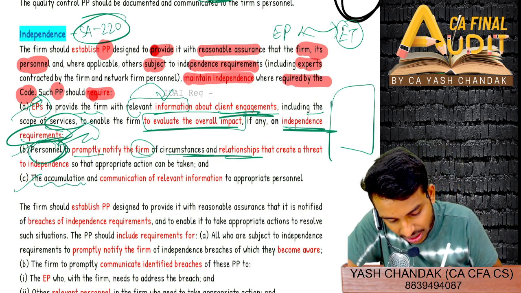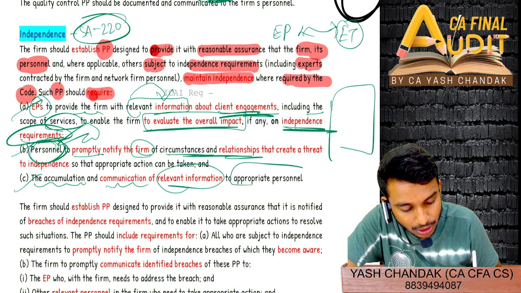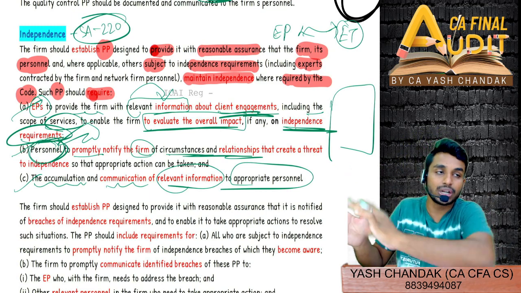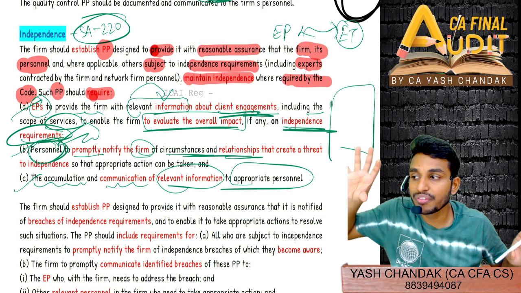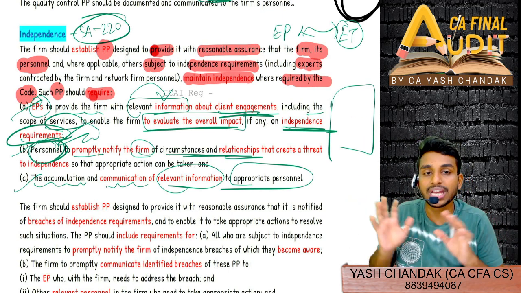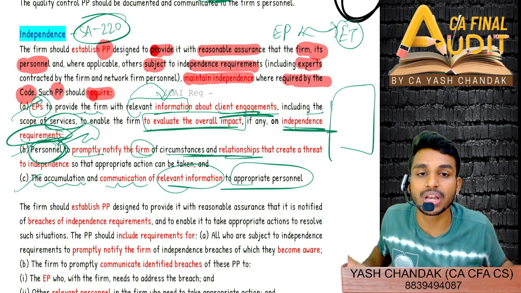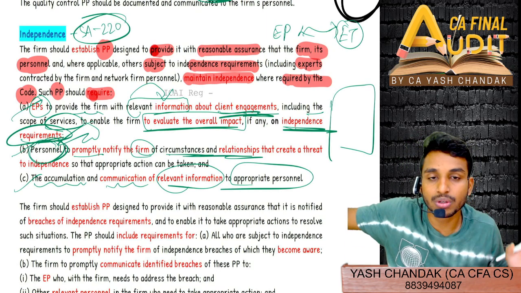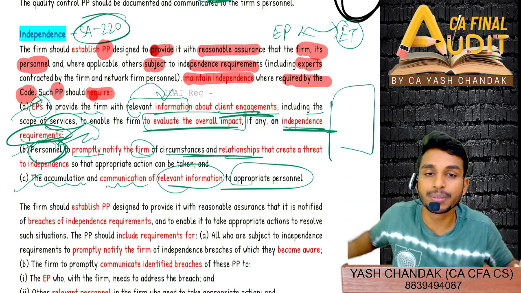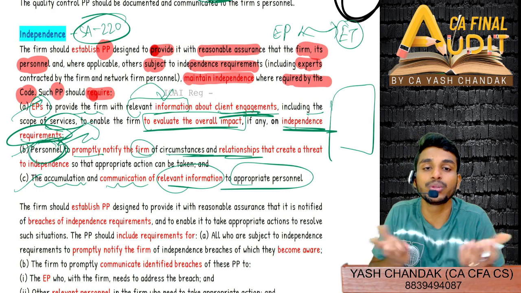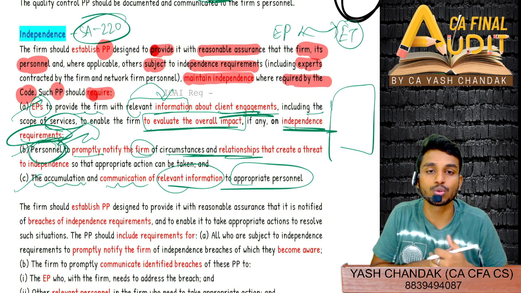And thirdly, the accumulation and communication of all the relevant information to the appropriate personnel, that okay, since this person is not independent of our client, we will not be engaging this person in our team. Everyone should be aware of the fact that if a person is not independent of the client, we are removing him from this particular engagement, or from the particular client relationship, whatever be the case. This has to be communicated to all the personnel.